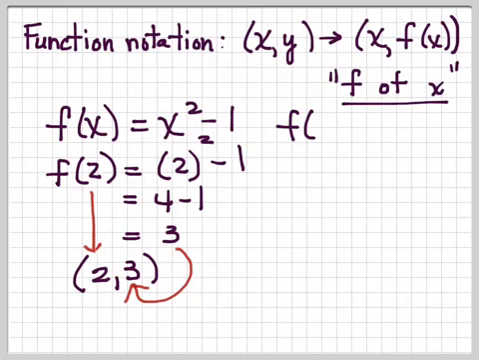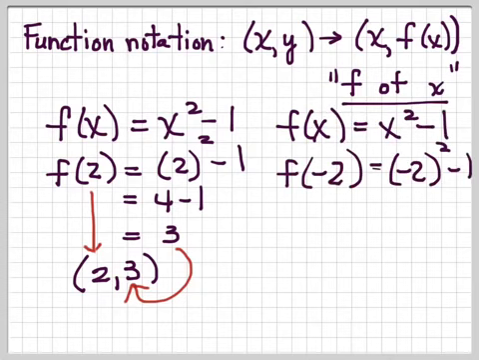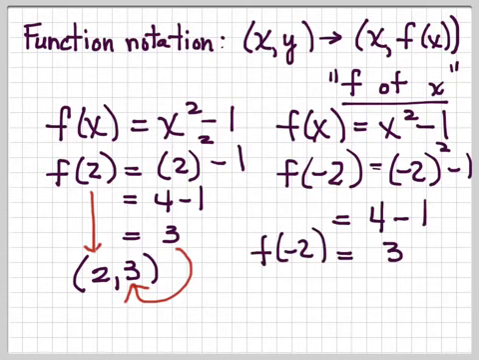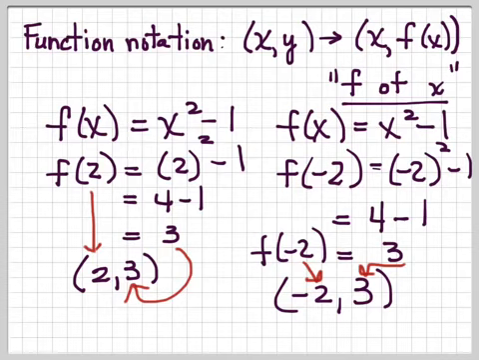If I do f of x equals x squared minus 1, and this time I want to find f of minus 2, then everywhere I see an x, I'm going to substitute minus 2. So I'll have minus 2 squared, and remember that's minus 2 in parentheses squared, minus 1, which is 4 minus 1, which is 3 again. So I would say f of minus 2 equals 3, and (minus 2, 3) is the coordinates of my solution set. The minus 2 corresponds to the x, and the 3 corresponds to the f of x.